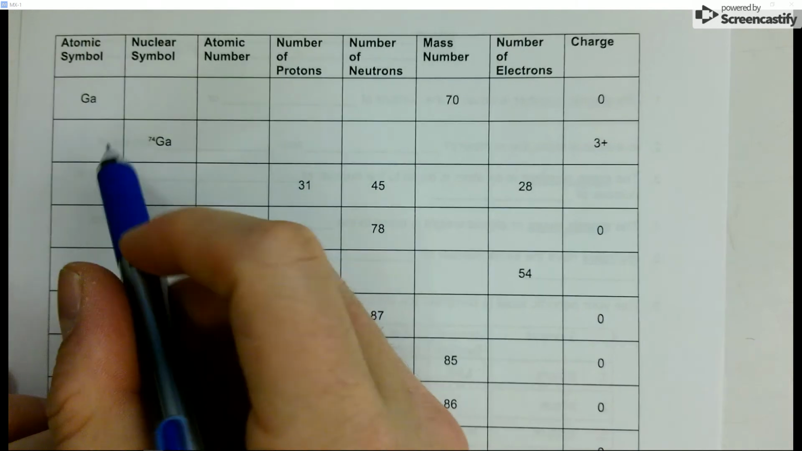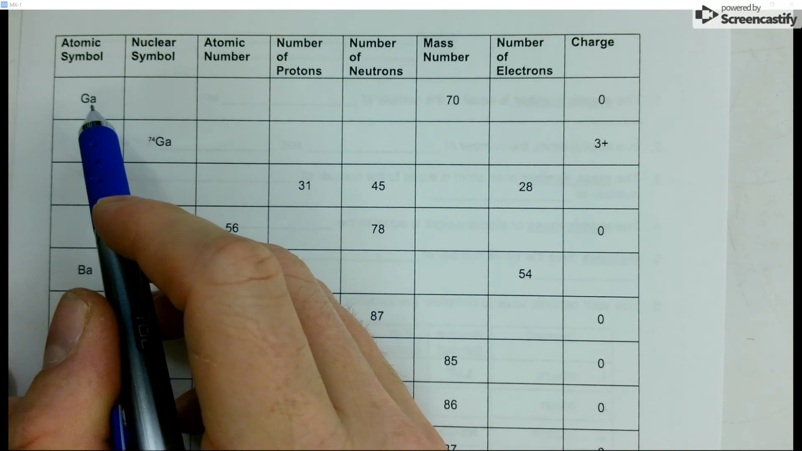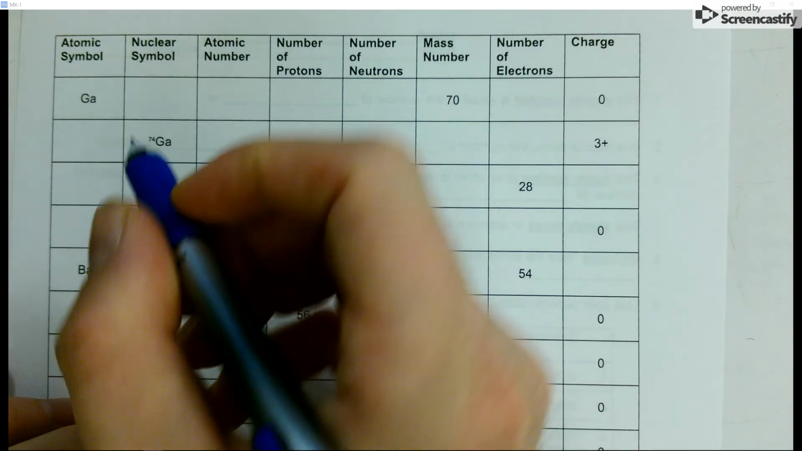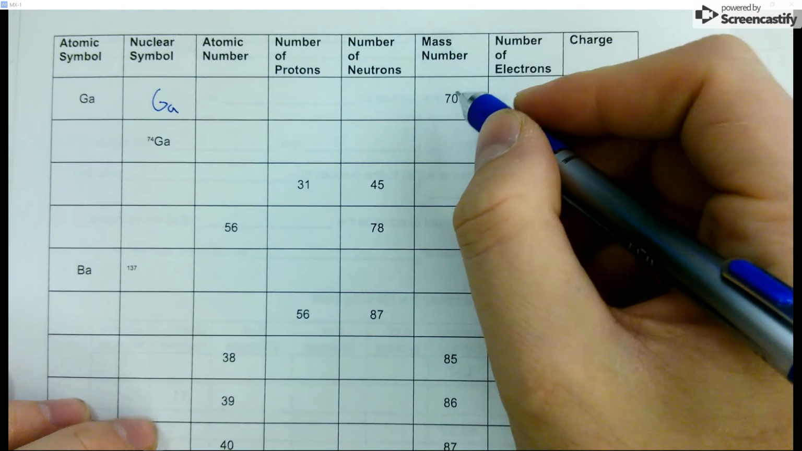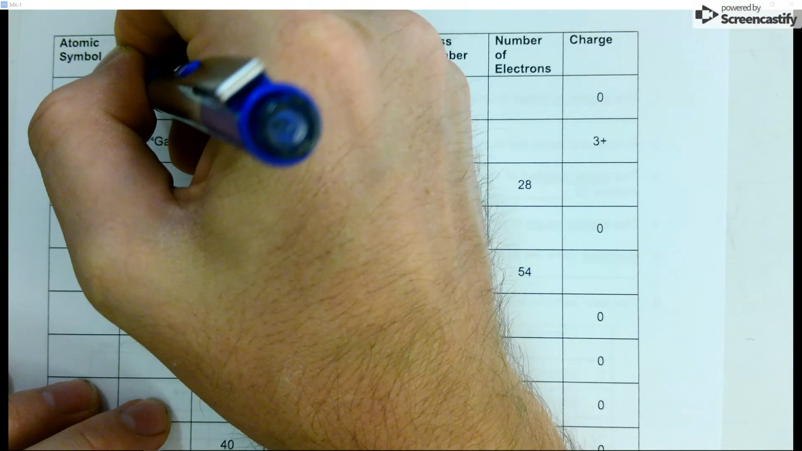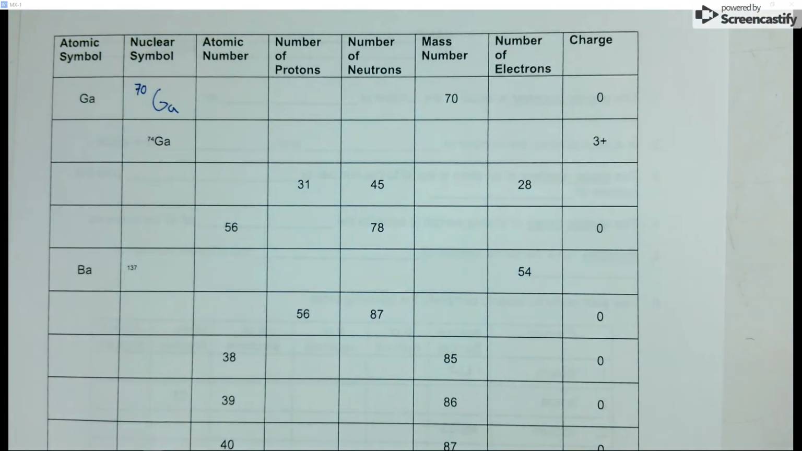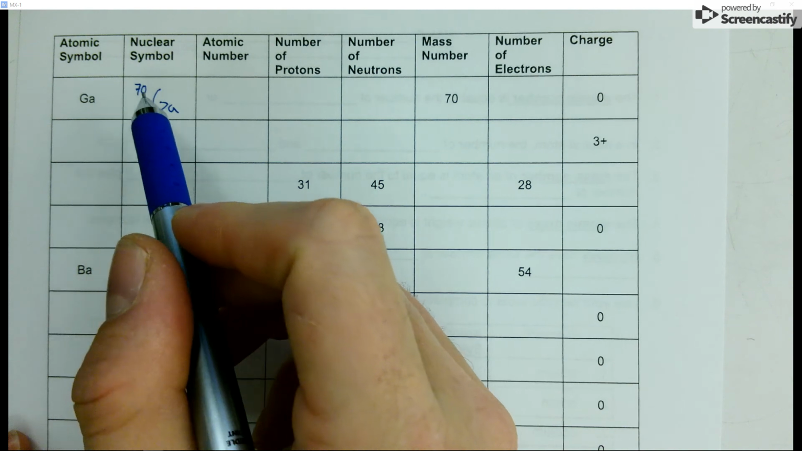Okay, so first off, we're going to start with this atomic symbol Ga. And so right now, all we can do to figure out the nuclear symbol, well, we know that it's going to be Ga again. And then in the top left corner is going to be this mass number. Remember, that mass number is telling us the isotope of gallium that we're dealing with. An isotope has a different number of neutrons, but it's the same element. So now we're dealing with a specific type of gallium, gallium-70.